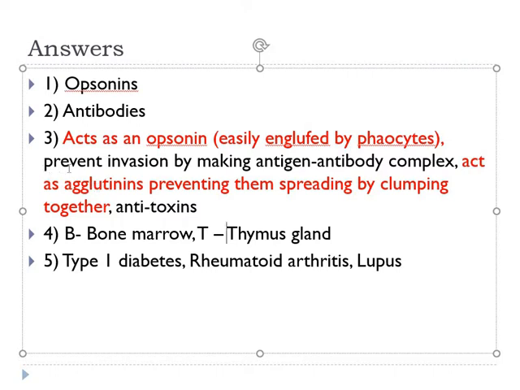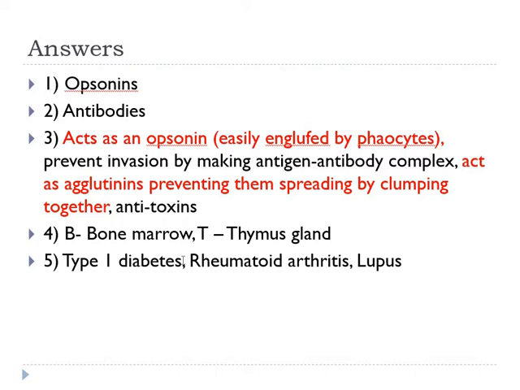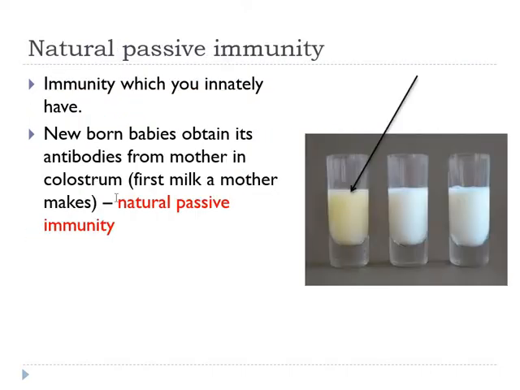And then number 5, three common autoimmune diseases. So these are diseases caused by the body. You don't catch them. They're not transferable. So type 1 diabetes, rheumatoid arthritis and lupus. Just some examples. Okay, so we can look at the actual types of immunity now.